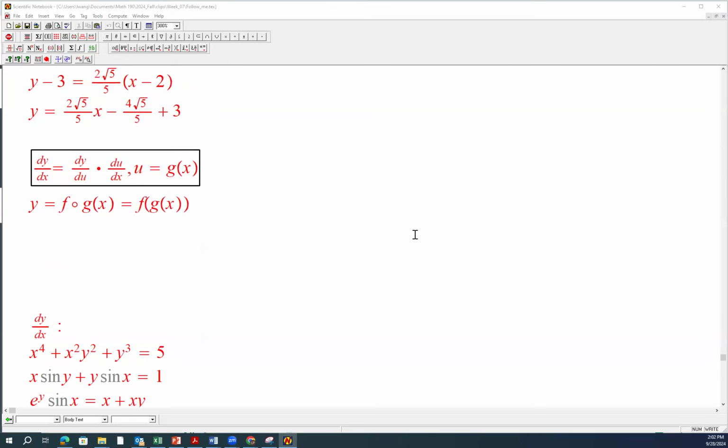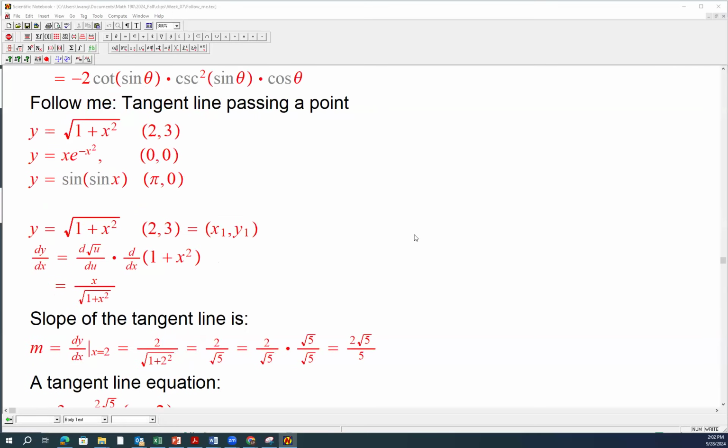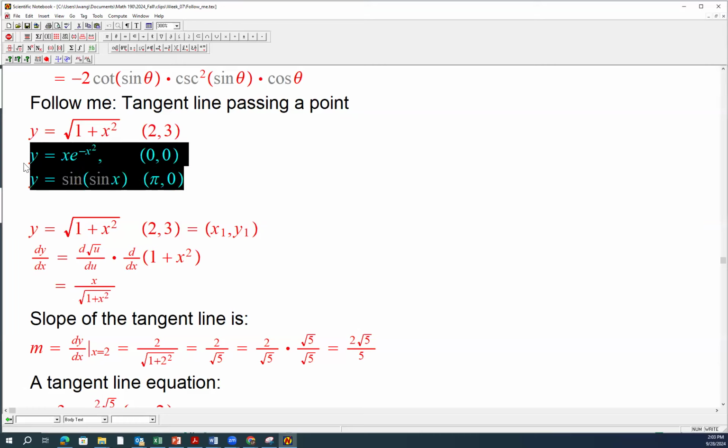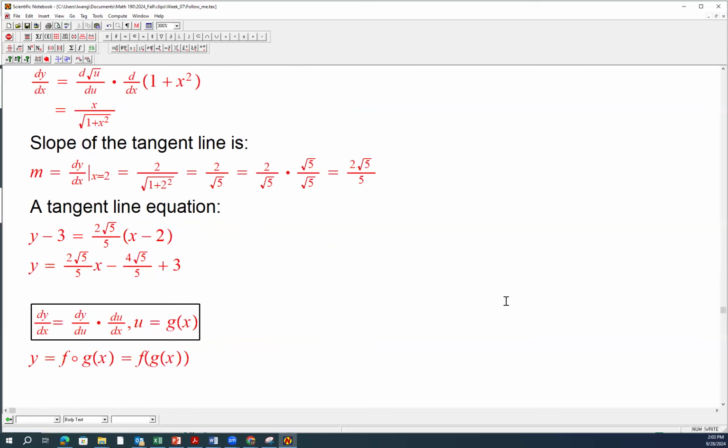So let's look at the next one. We got 3 questions and we did the first one, so let's look at the second one. Second and third, I'm going to move it down here.